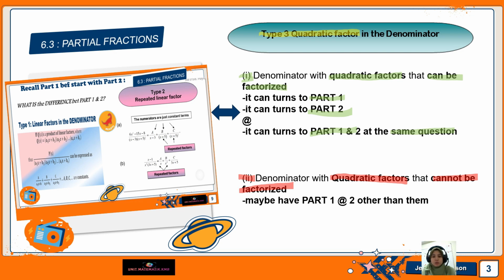So let's look at number 2. Denominator with quadratic factors that cannot be factorized. That means you can't factor it at all. You can't find the value of x. So what we can do is solve it in a new way, and maybe in the same equation you also have part 1 and part 2 inside them. But for the quadratic factor that cannot be factorized, we will rewrite them with new constant equations on the numerator. So don't be confused.